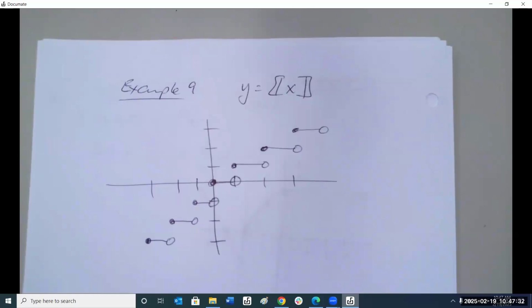All right. That's it for that. That does it for section 2.1.